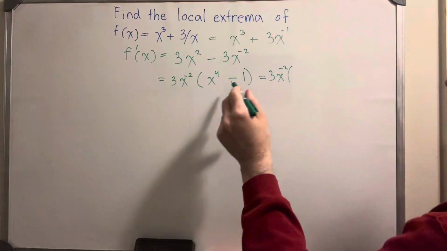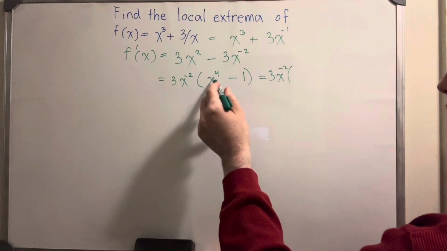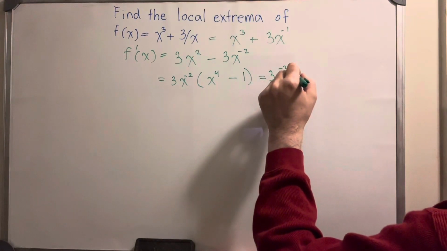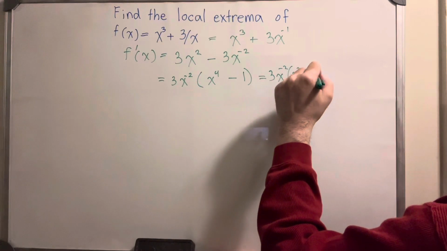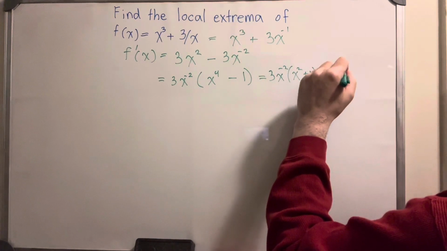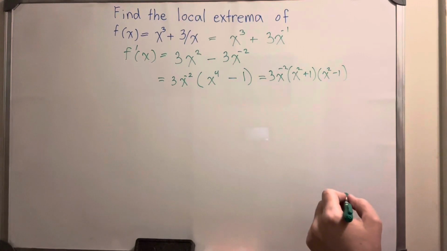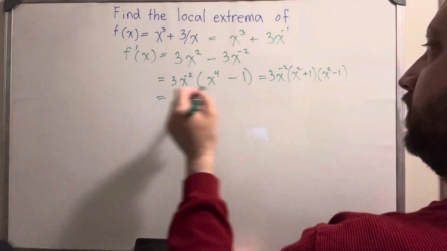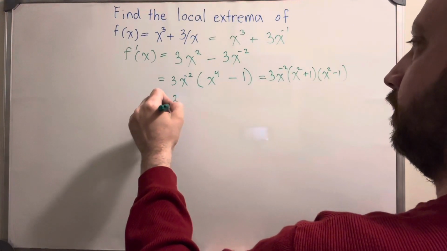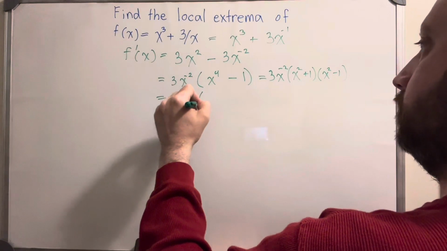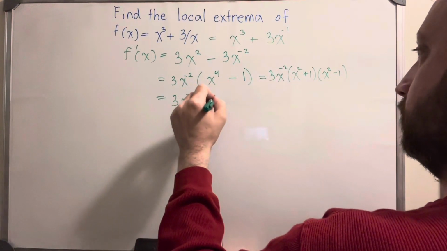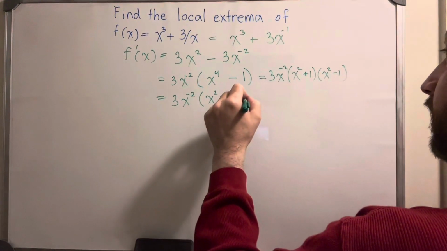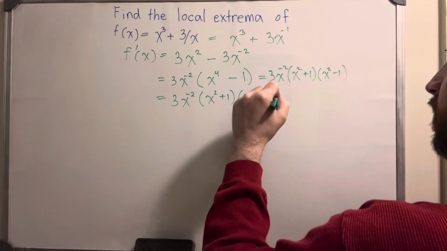Now, if we consider this x squared squared minus 1 squared, the difference of squares would be x squared plus 1, x squared minus 1. And what do we have here again? Another difference of squares. What would this be? Well, we've got 3x to the negative 2. This is the same. This is x squared plus 1. And how about this? This would be x plus 1, x minus 1.